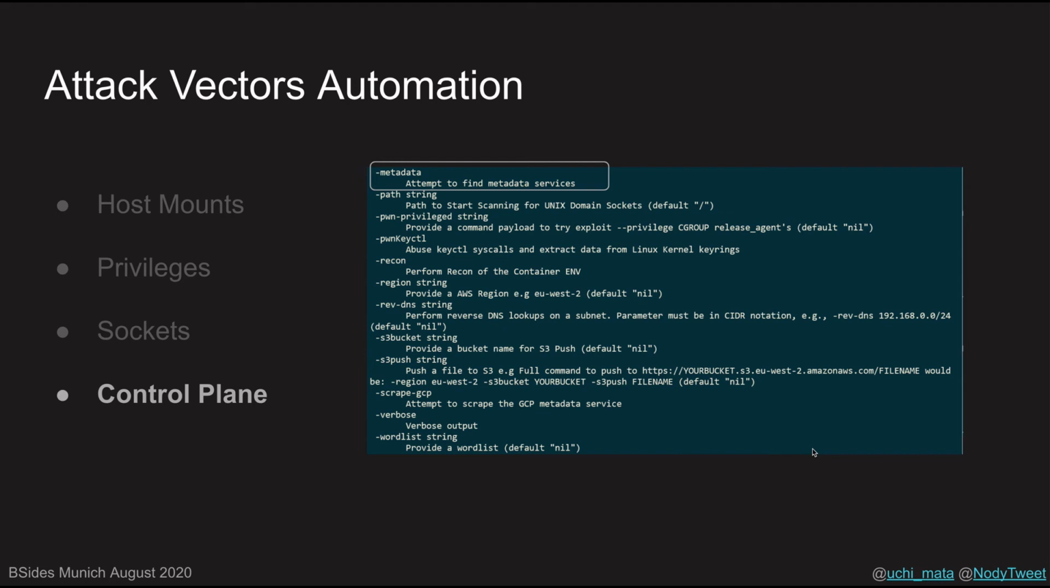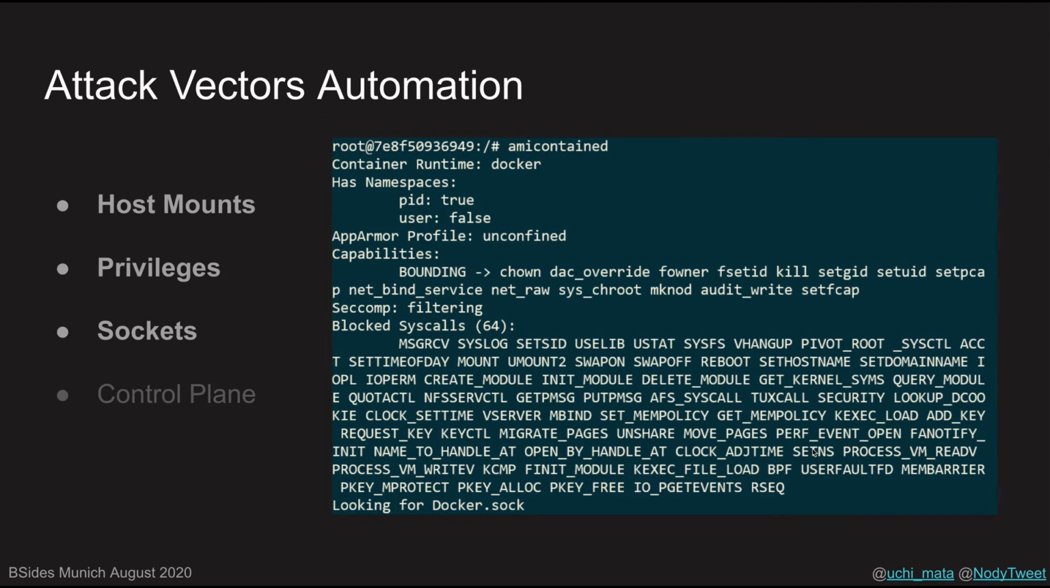Then we have MI contained. MI contained gives you an enumeration of the other privileges that your container might have. It is also checking for the Docker socket, as we see at the very bottom, but this is only the standard location of the Docker socket. If you want to perform a more comprehensive search for any Docker sockets that are available, you want to use Bob.